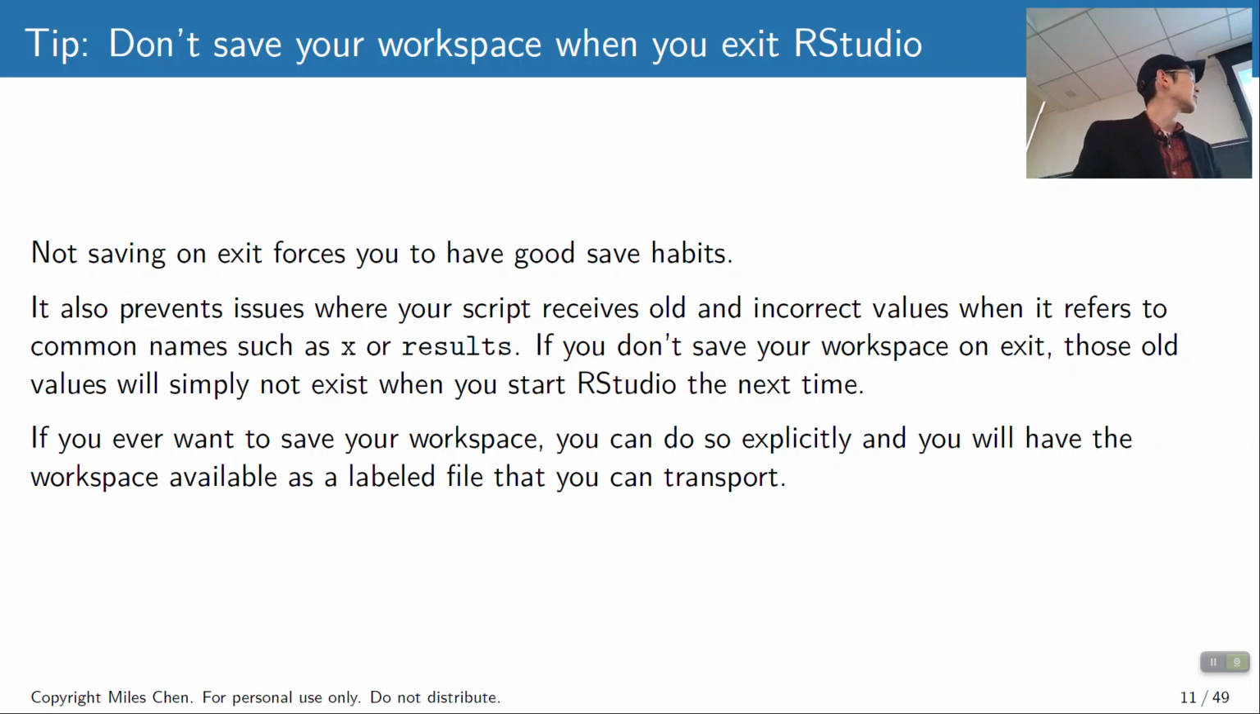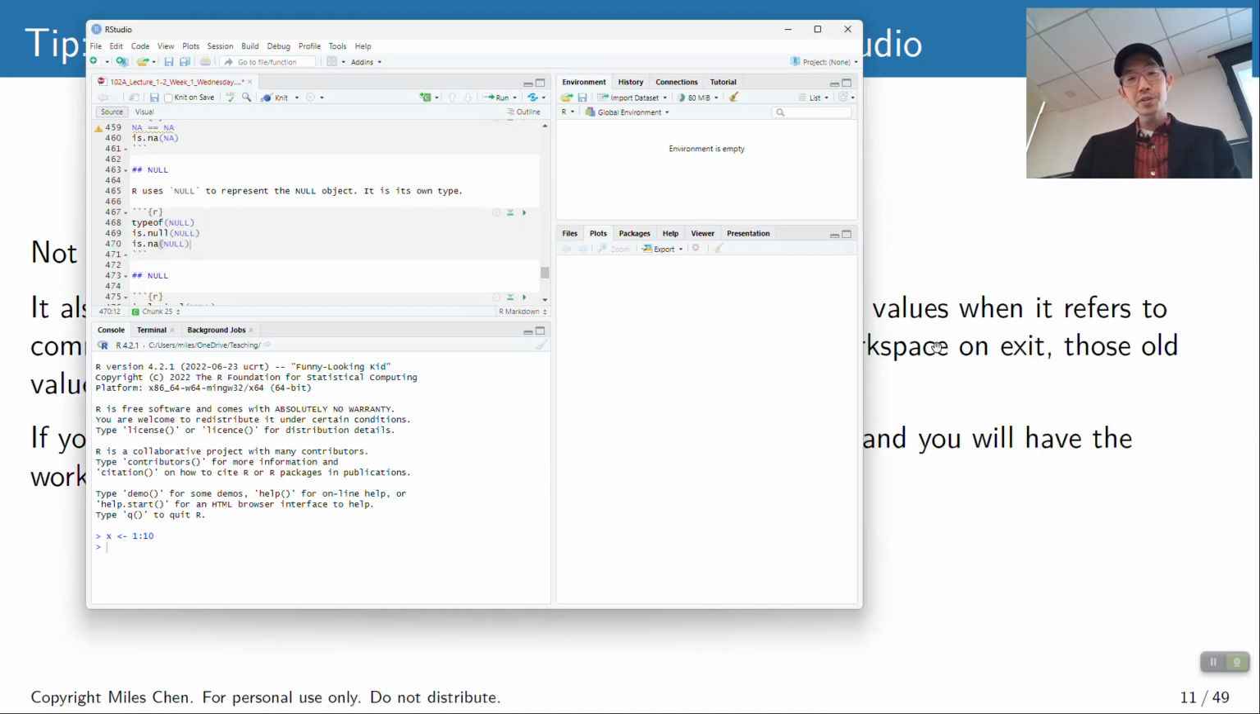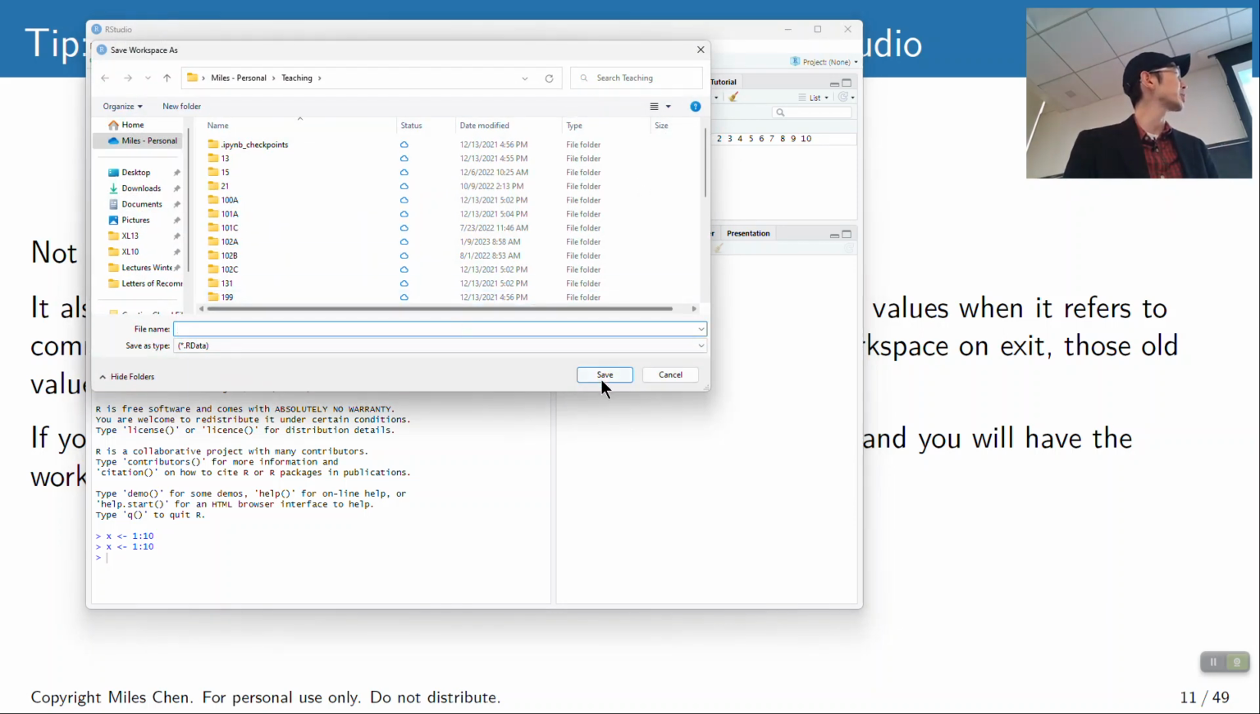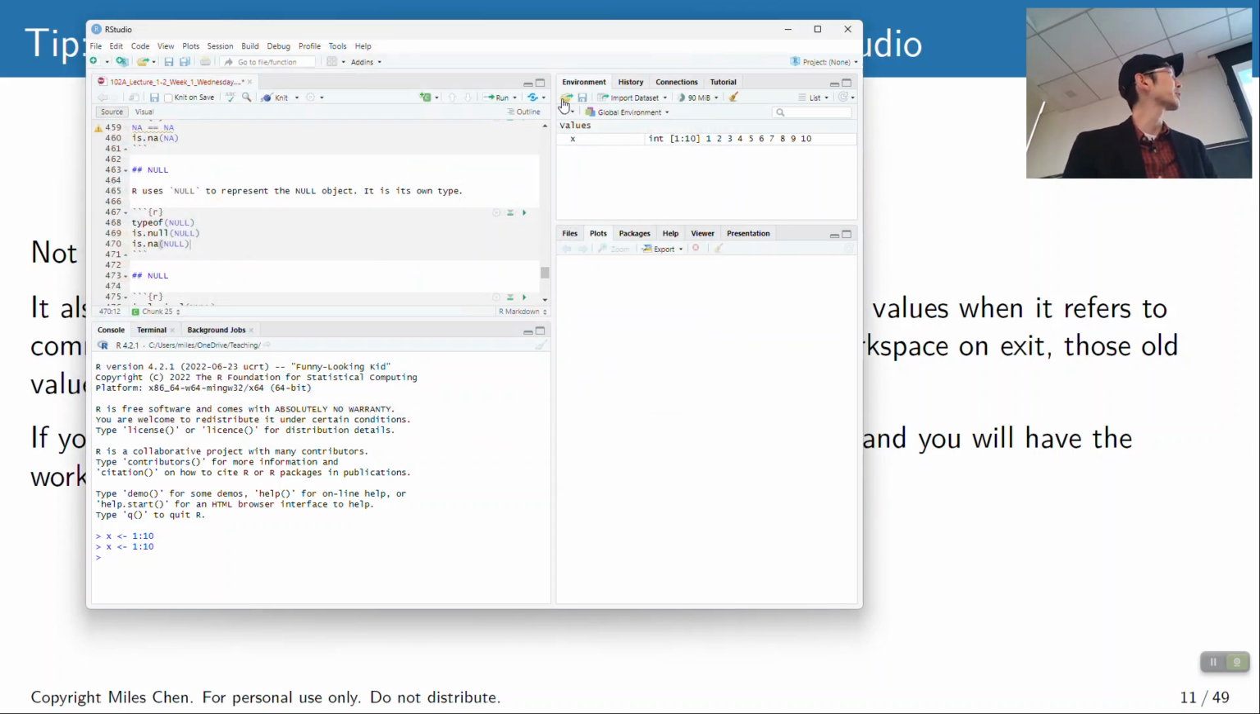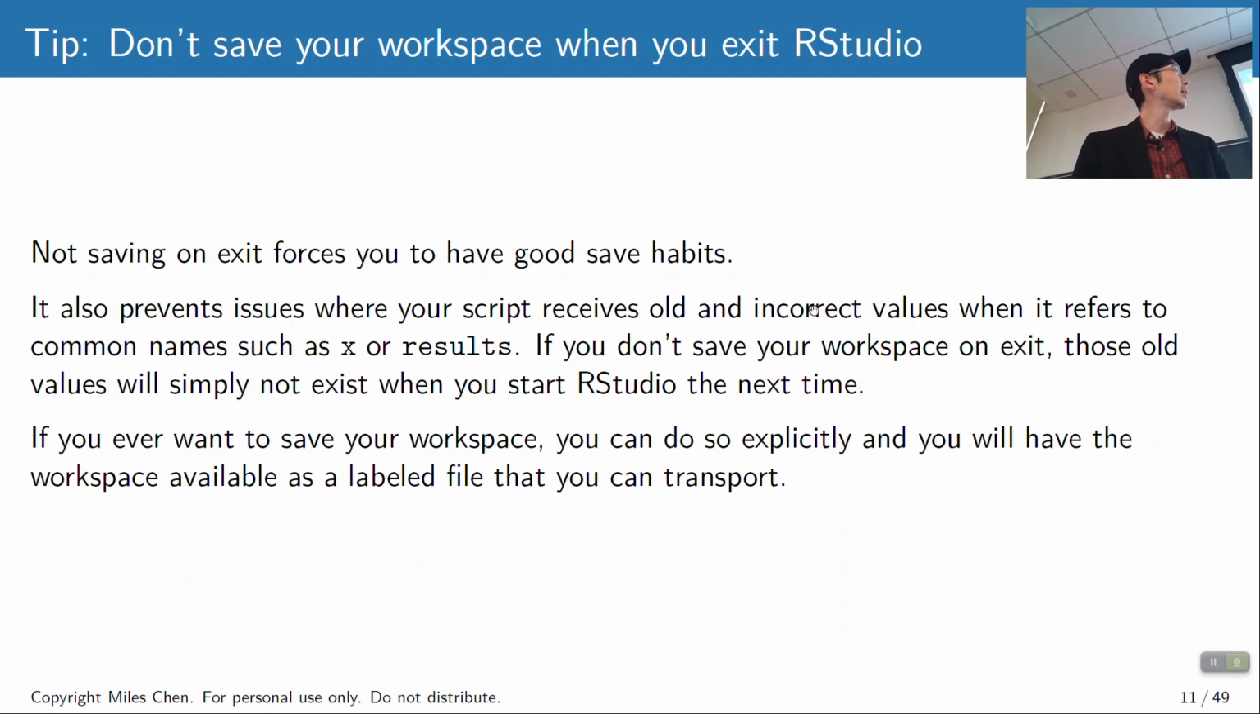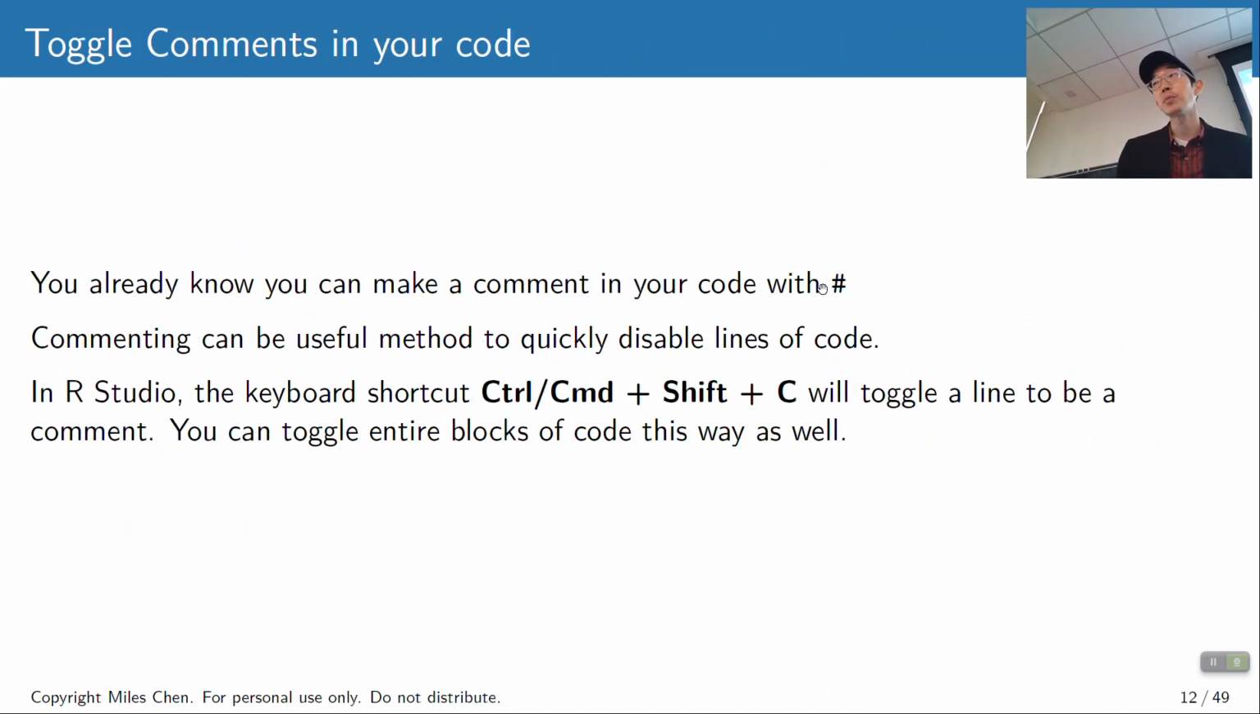Okay, so if you do have results that you want to save, you can always create some object. X is the integer 1 through 10, and you want to save that. You can always just save your workspace. You can always click the save button, save your workspace. You can always load a workspace, so that's fine. But it should be something that you do explicitly and manually yourself, rather than it loading automatically or unloading.